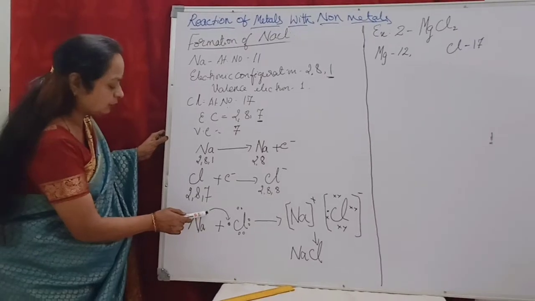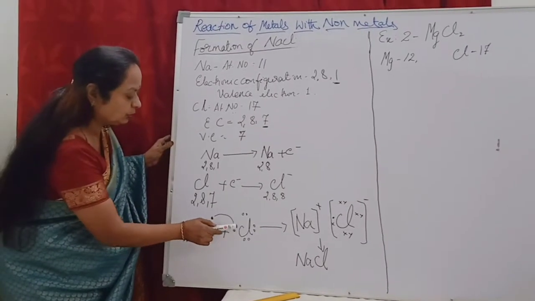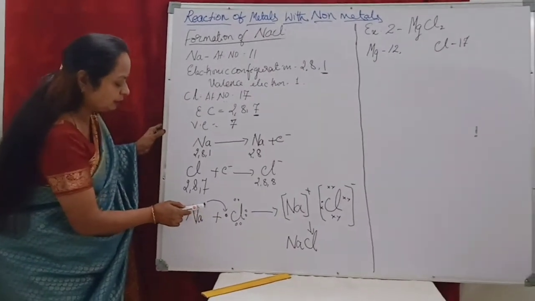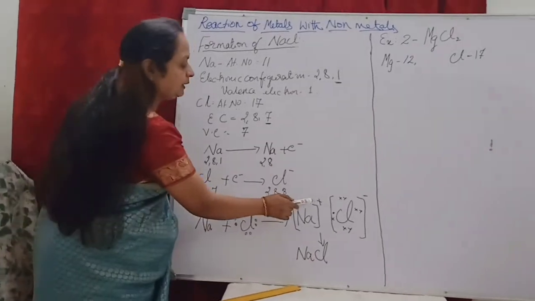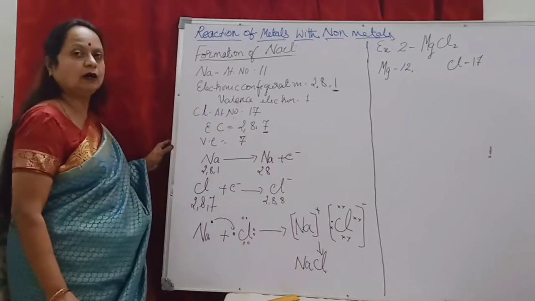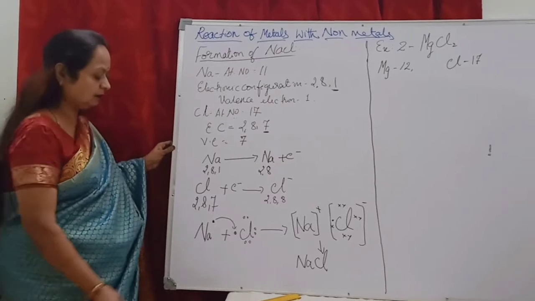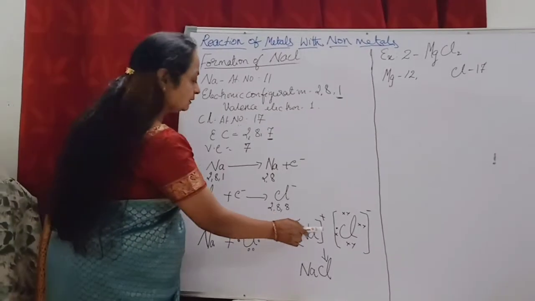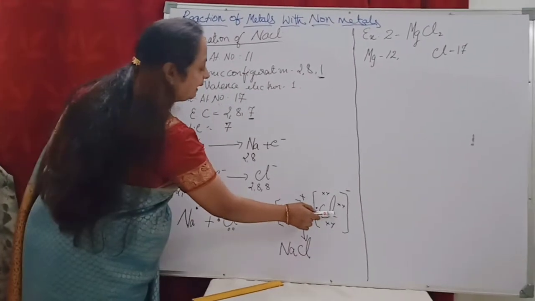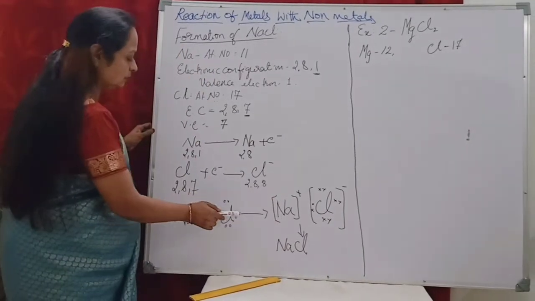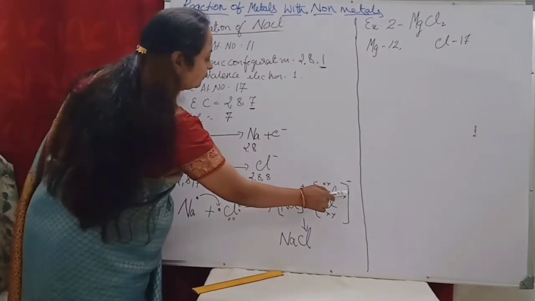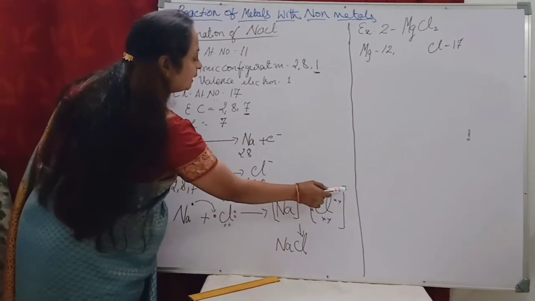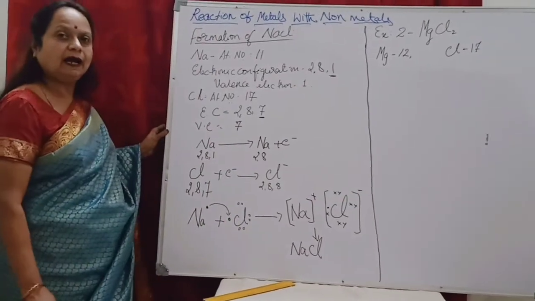Now, this electron is given to chlorine. So, by losing 1 electron, sodium becomes a positive ion. Why does it become a positive ion? Because it loses 1 electron; it is called a cation. This 1 electron is gained by chlorine, 2, 4, 6, 8. So it becomes a negative ion, an anion.